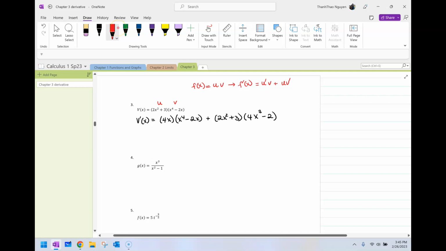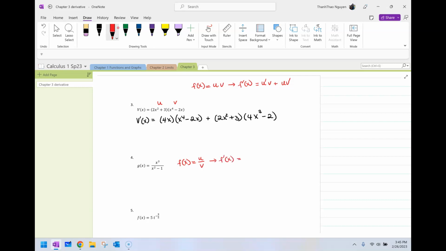Here we have a quotient. So f of x equals u divided by v. F prime of x equals, divided by v squared. So g prime of x equals, divided by the denominator squared. So simplify this.